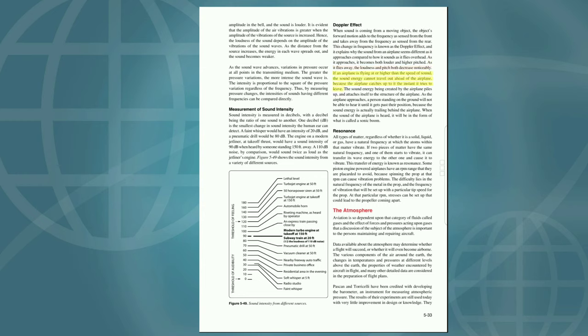If an airplane is flying at or higher than the speed of sound, the sound energy cannot travel out ahead of the airplane, because the airplane catches up to it the instant it tries to leave. The sound energy being created by the airplane piles up and attaches itself to the structure of the airplane. As the airplane approaches, a person standing on the ground will not be able to hear it until it gets past their position, because the sound energy is actually trailing behind the airplane. When the sound of the airplane is heard, it will be in the form of what is called a sonic boom.